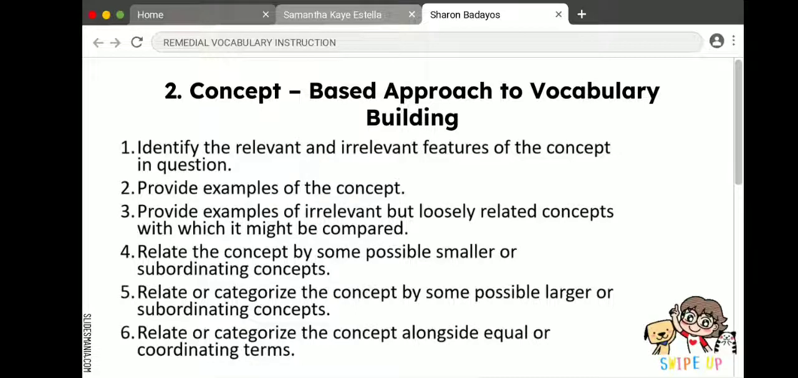Letter A, identify the relevant and irrelevant features of the concept you wish to teach. For example, the relevant attribute or feature of the concept of a sphere is that it is three-dimensional and round in all directions. It is not a circle, as in a two-dimensional picture, and it is not simply a three-dimensional circle like a car tire. Letter B, provide examples of the concept.